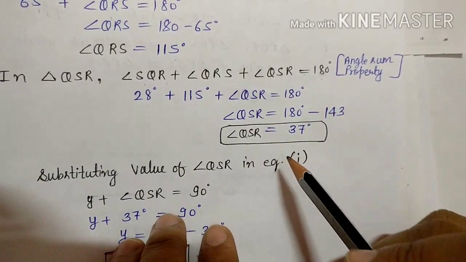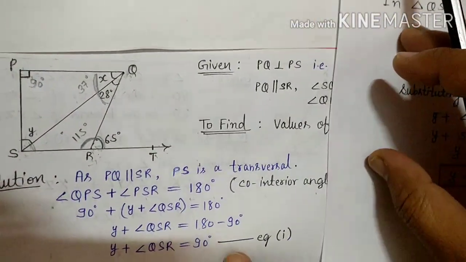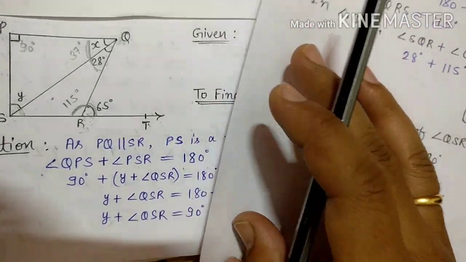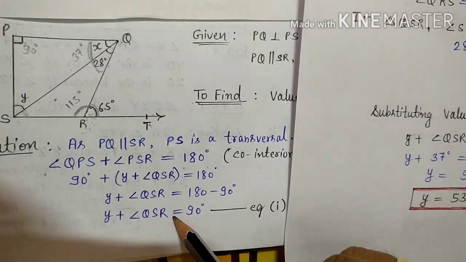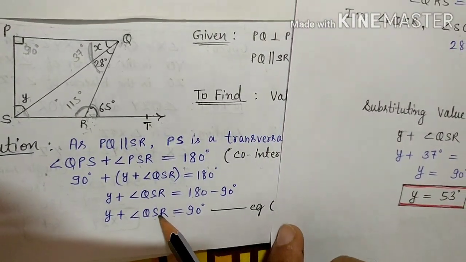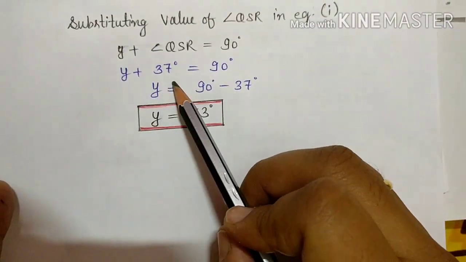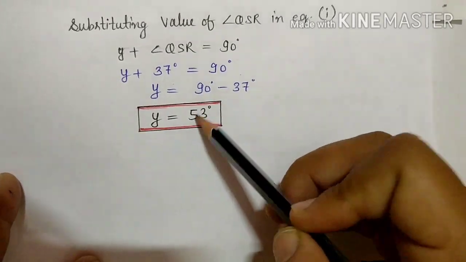We can put this value in which one? Equation first. What is our equation first? Y plus angle QSR is how much? 90 degree. So angle QSR value we have just found out, 37 degree. So we can put this value in this one. So in place of QSR what will come? 37. So Y plus 37 equals to 90 degree. Y goes to 90 minus 37, it comes 53 degree.